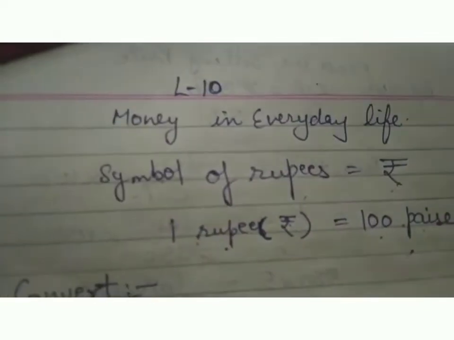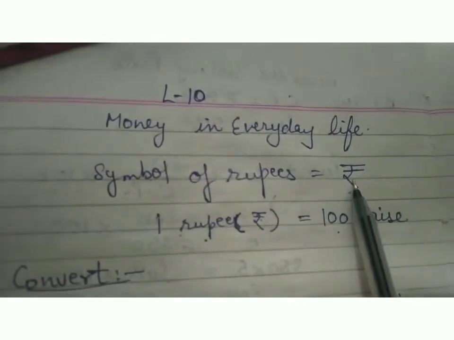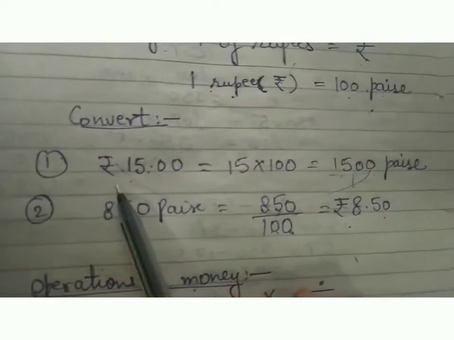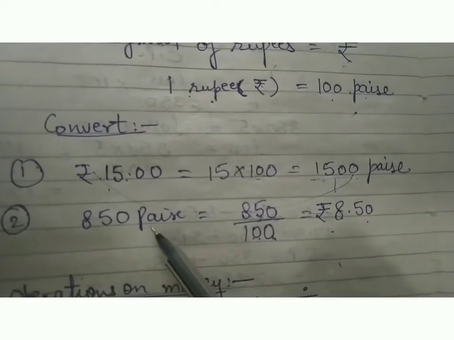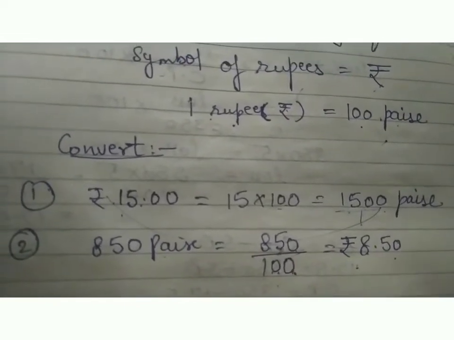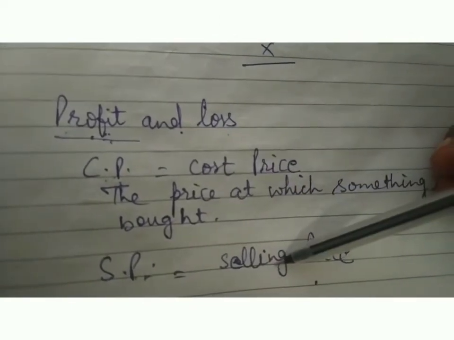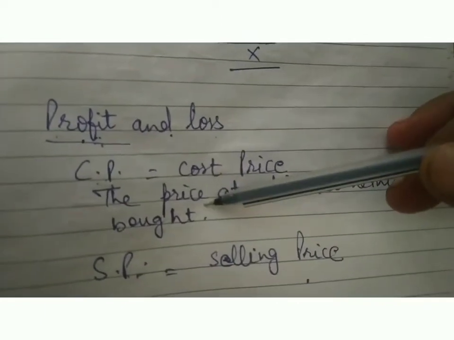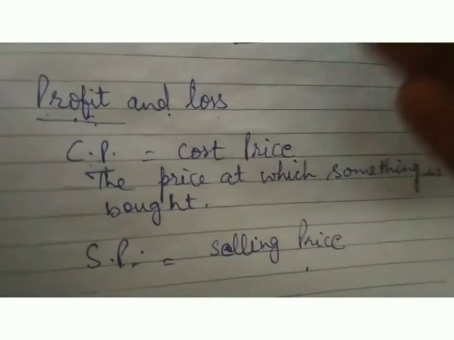So my dear children, in all that we have studied, the symbol of rupees is this. 1 rupee is equal to 100 paisa. When we convert rupees into paisa, we multiply by 100. When we convert paisa into rupees, we divide by 100. We have studied about profit and loss also. The cost price is the price at which something is bought from the market, and selling price is the price at which something is sold.